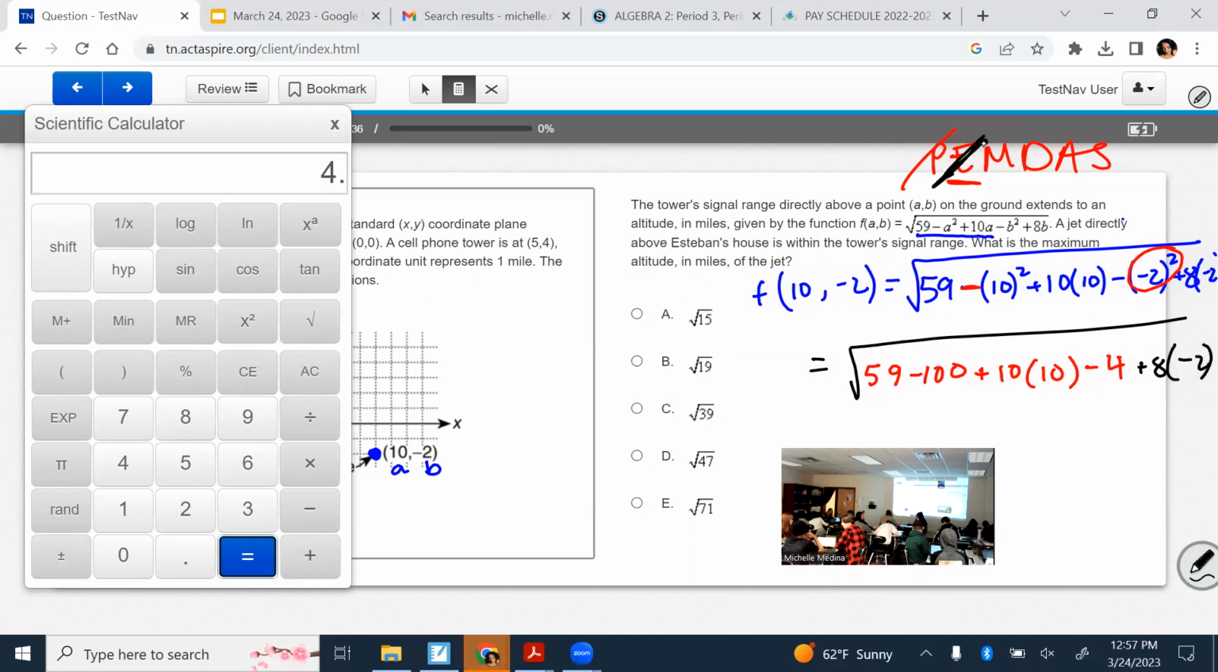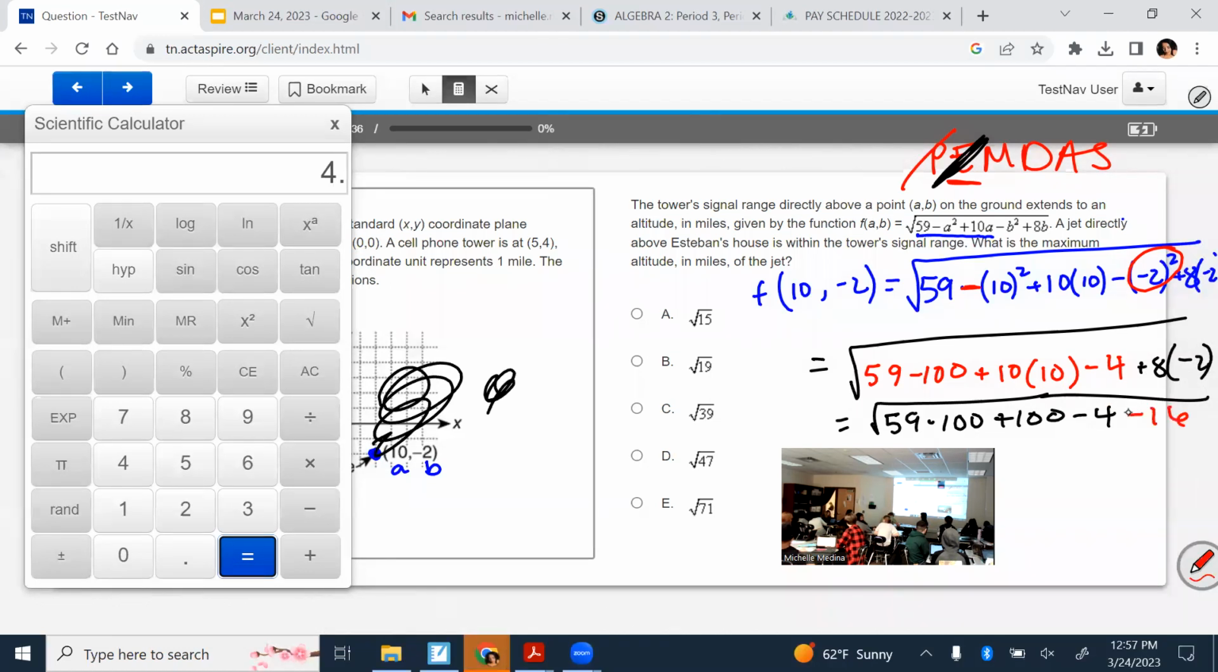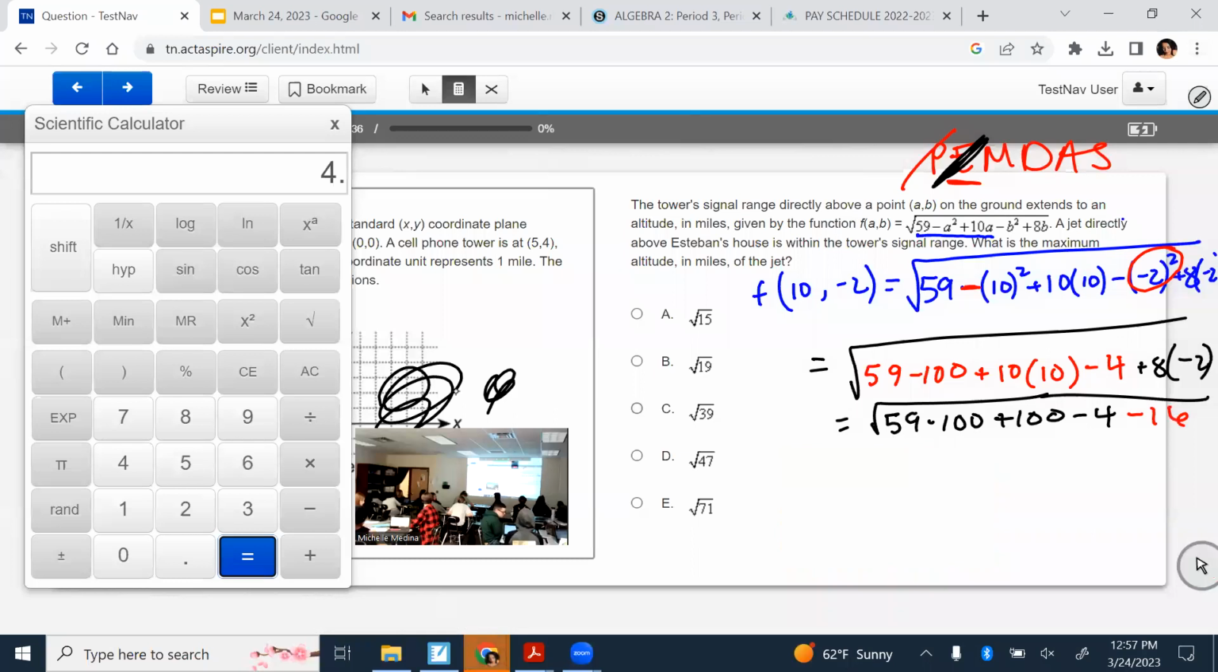All right, we did all the exponents. Now do all the multiplying. So this part's still going to be the same, 59 minus 100. What's 10 times 10? Good, so put plus 100, minus 4, and then what's 8 times negative 2? 8 times negative 2. Negative 16. Sorry, my pen kind of froze. Okay. Negative 16.